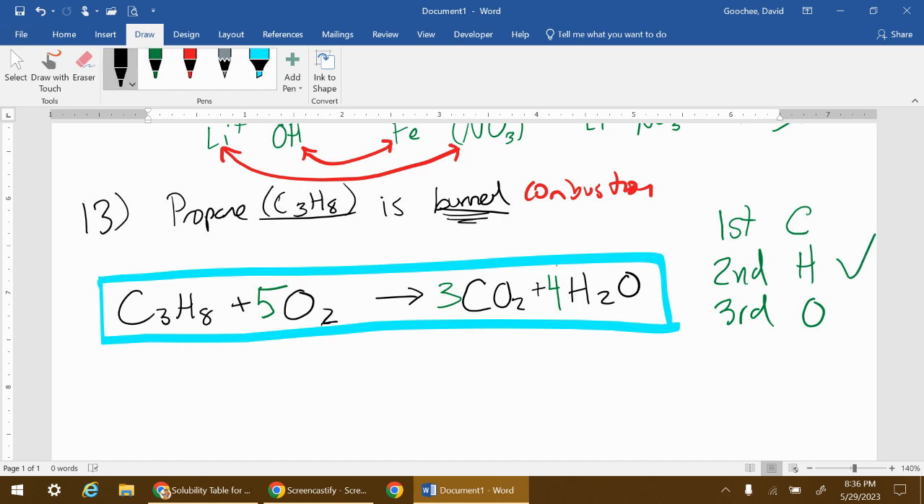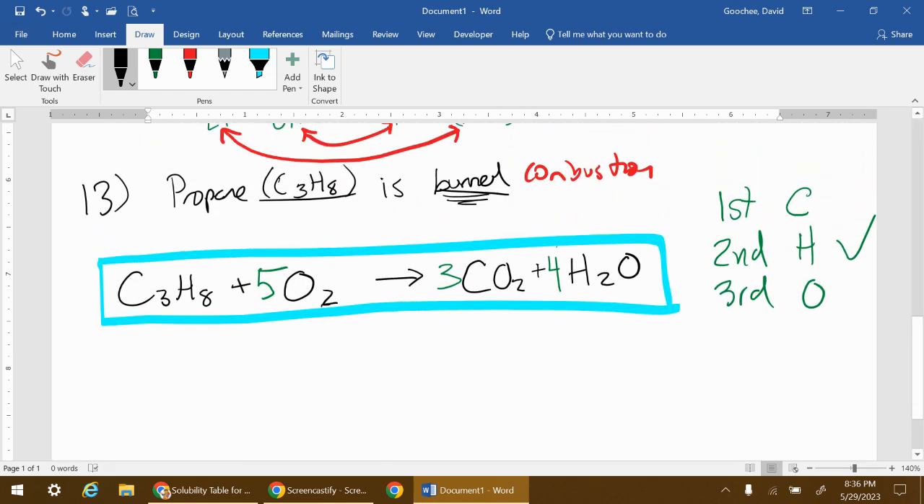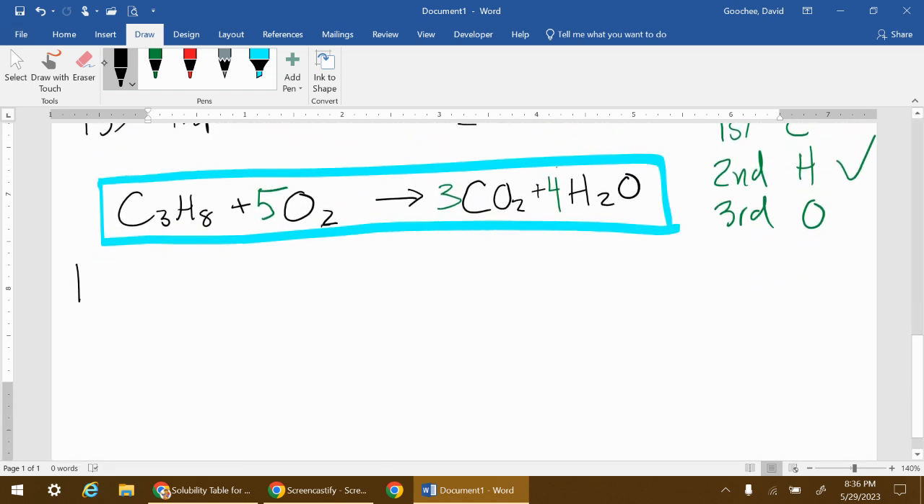All right, guys, guess what? We are on the last problem, and it's a doozy. All right, let's go for it. Problem number 14. Calcium hydroxide is mixed with phosphoric acid, aka hydrogen phosphate. Good Lord. All right, so let's go for it.